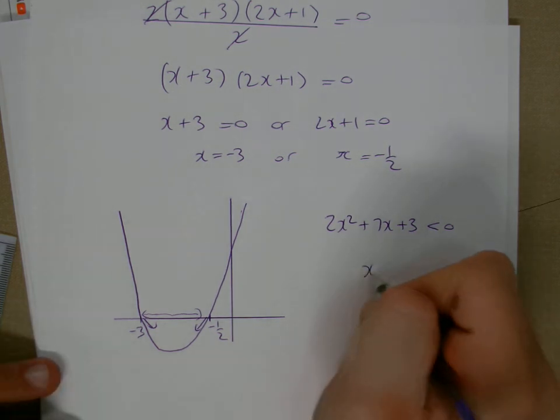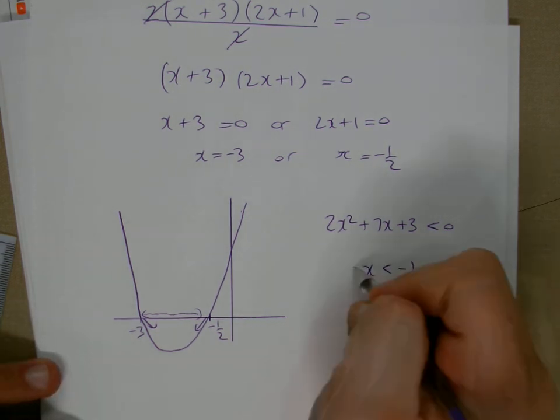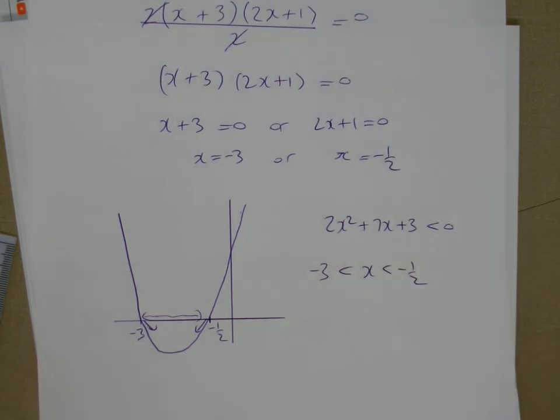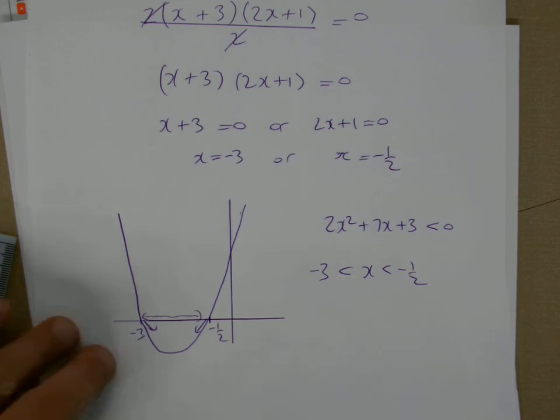So it's going to be between minus 3 and minus 1/2. So x is less than minus 1/2, copy the inequality here, and greater than minus 3. And we're done.